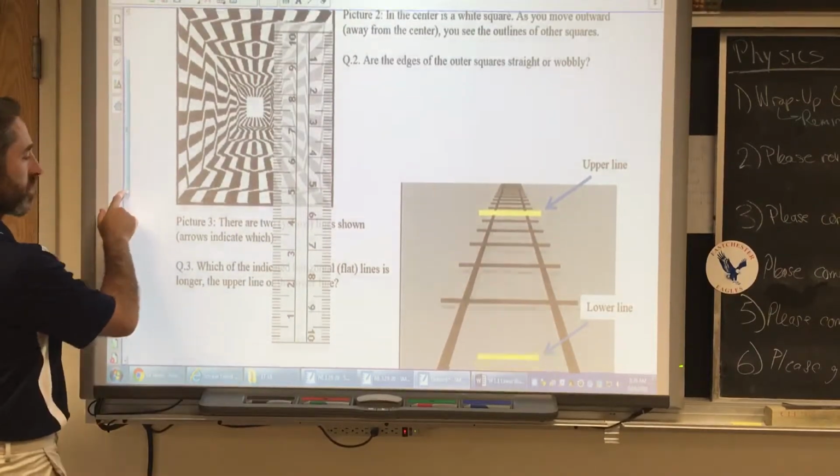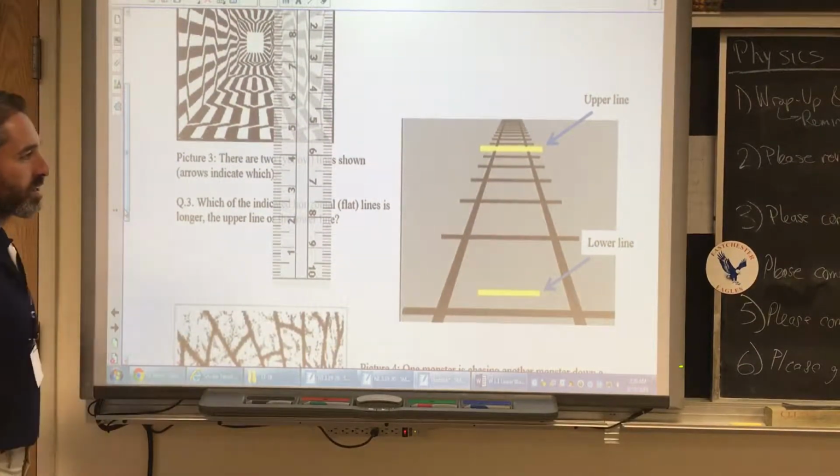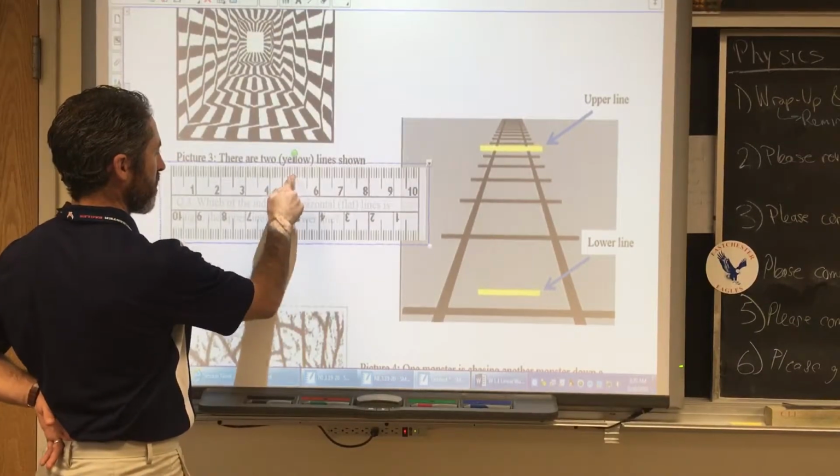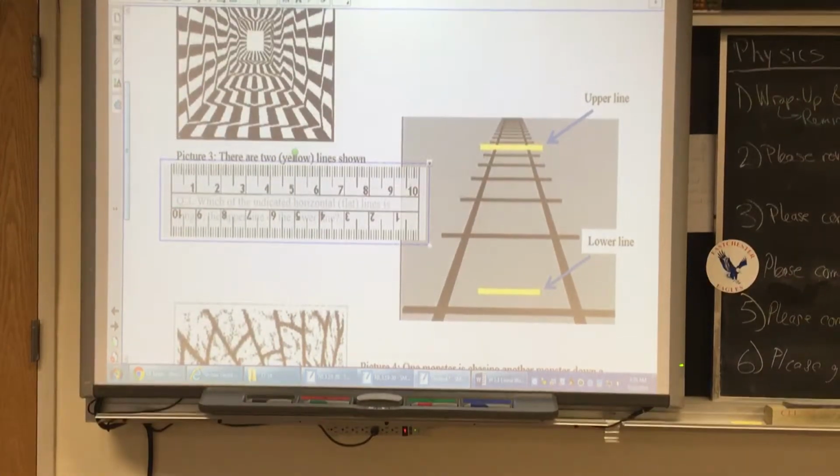The bottom one here, this question 3, of course, they also look like they are different sizes. Which one looks bigger, top or bottom? Top. Top one looks bigger. But now we can actually test it with the ruler. Put the ruler on there.